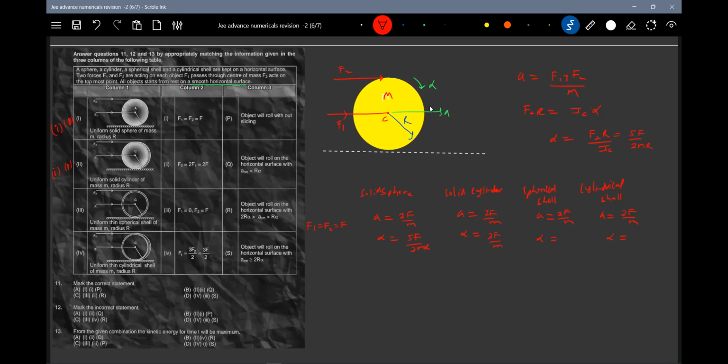Next, spherical shell 2 by 3. So 3F by 2M. R will be there, 3F by 2MR. So ACM will be greater than R alpha, but it will be less than 2 alpha. R will come. Okay, this will be 1 R.